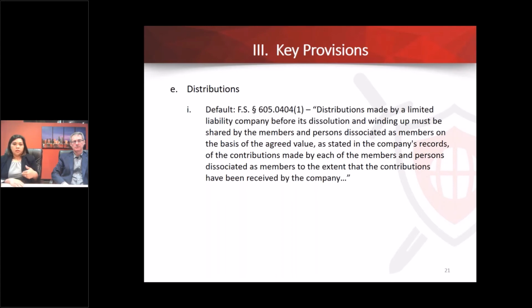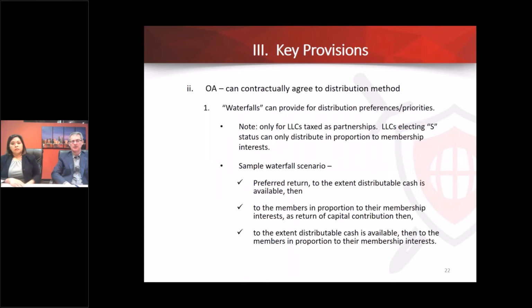Distributions, so we talked about money coming in, distributions, money going out. Here's the default under the statute. I think the simplest, what we usually see, is your distributions are made pursuant to percentage interest in the company. But again, in the operating agreement, you can get really creative in distribution waterfalls and preferences, to customize it for your business. So I think the next slide actually covers some detail. So here's a sample waterfall provision.